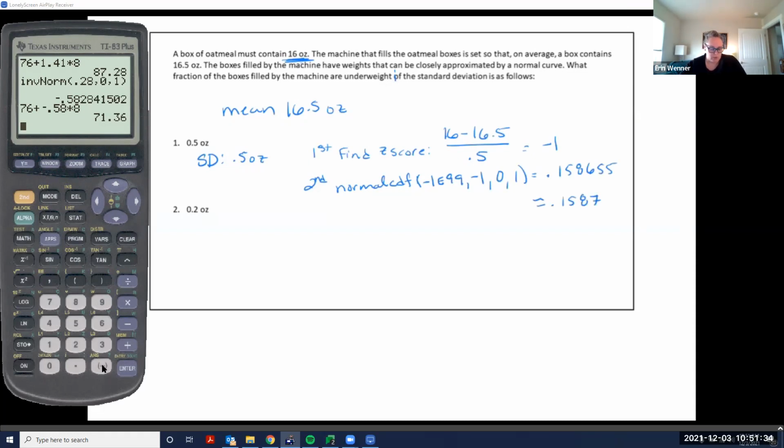For number 2, you would just redo this to find a new z-score, but use 0.2 ounces instead of 0.5 for your standard deviation. So I hope this cleared up kind of what we did on Wednesday, and I hope it helps you with doing your homework. As usual, please email me if you have any questions, okay?